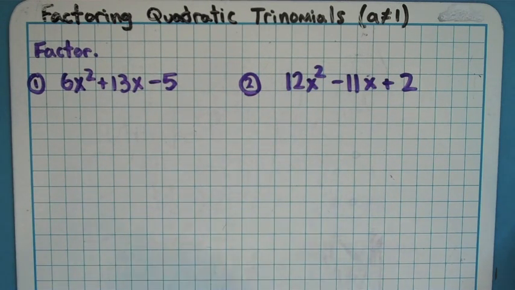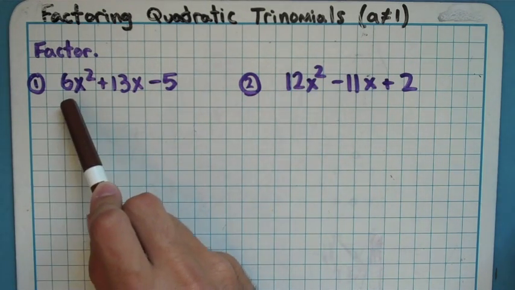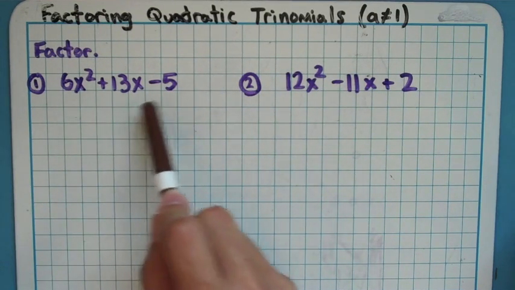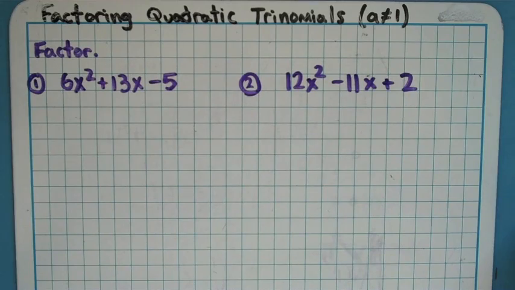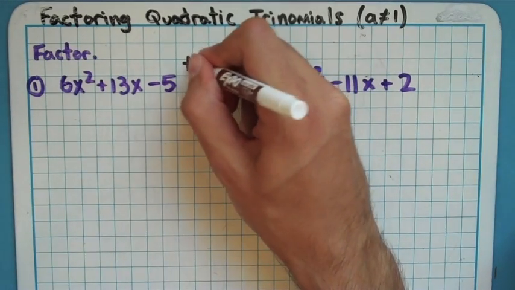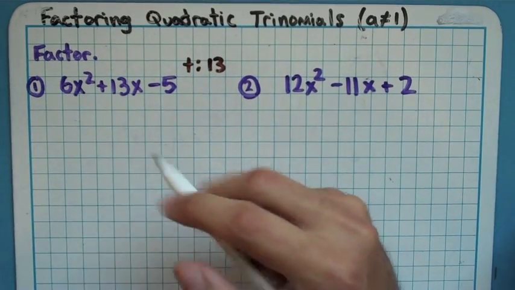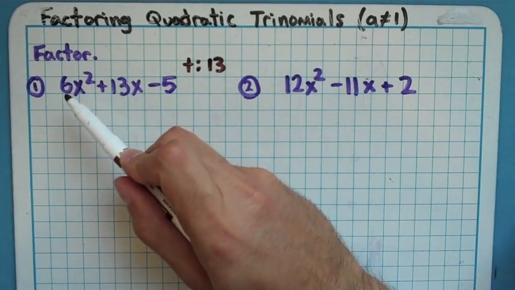So, step 1, you look for a GCF, something that goes into this, this, and this. And as it turns out, there is no GCF. So we can move on to our next step, which says we need to get our magic numbers ready to go. We need two things that add to 13, and they need to multiply to a times c.